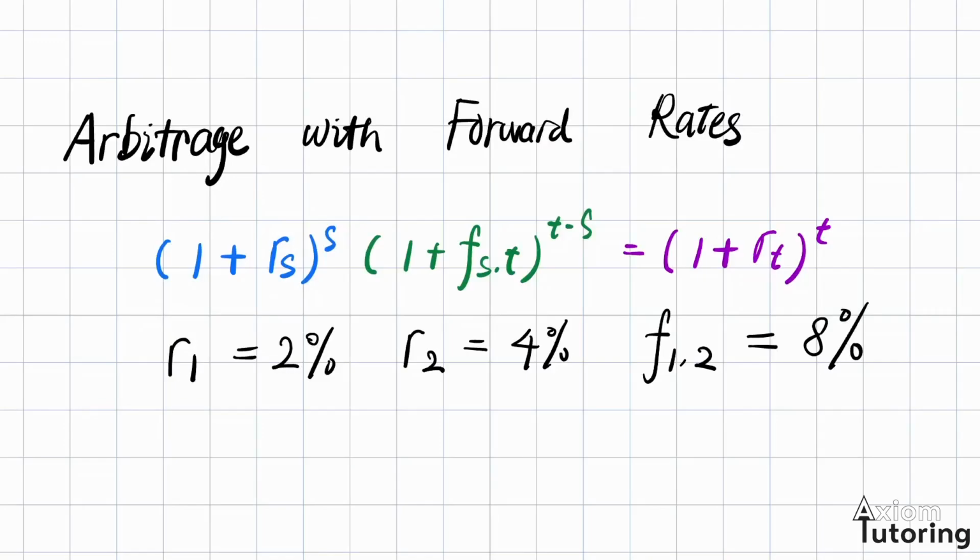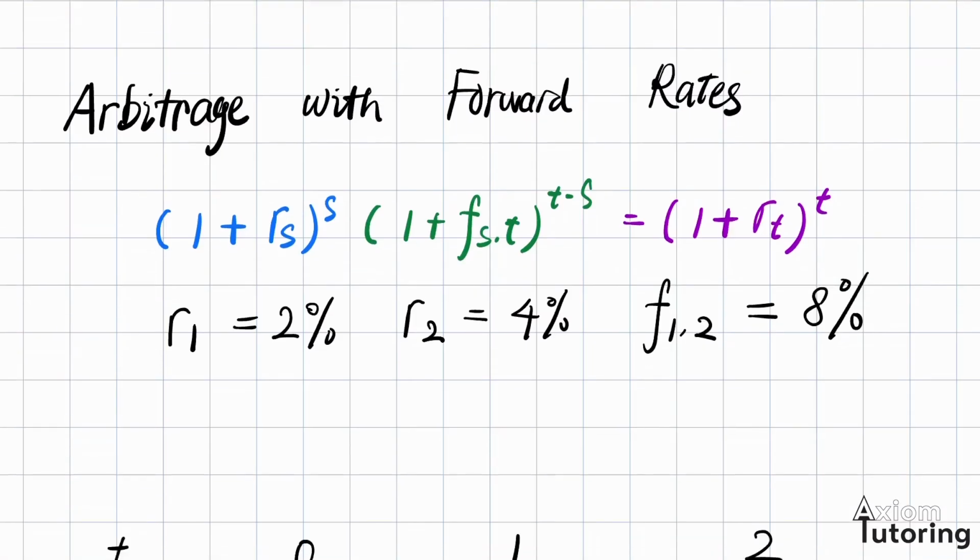Hi, in this video we're going to take a look at how to construct an arbitrage portfolio with a mispriced forward rate. From the previous video we have established a relationship between the spot rates and the forward rates. This relationship must hold, otherwise there will be opportunities for arbitrage. Okay, so we'll use some different numbers here.